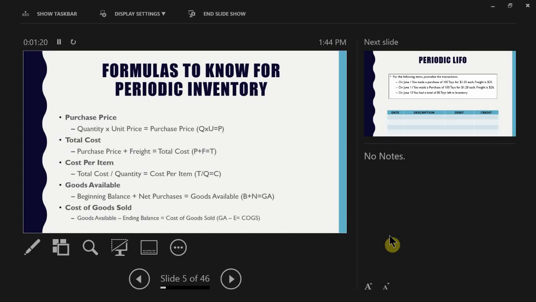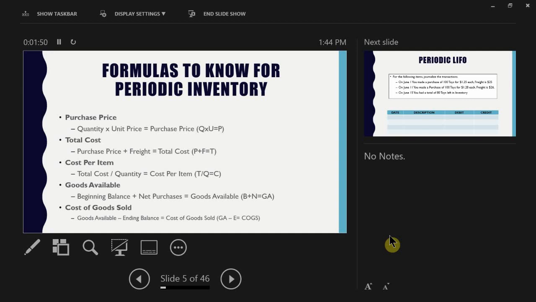So these formulas right here are identical to FIFO, okay? We got to solve for our purchase price, same thing. It's always going to be quantity times unit price, all right? To get our total cost, it's always going to be your purchase price plus your freight cost. And then we get down to our cost per item because we're still dealing with batches.